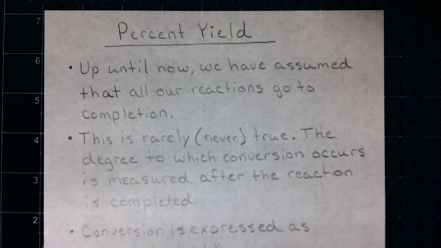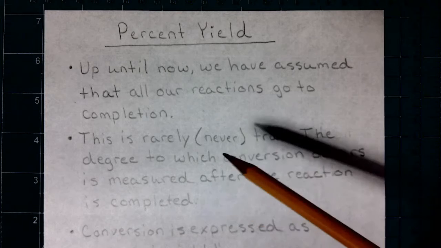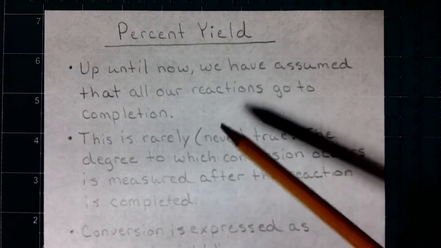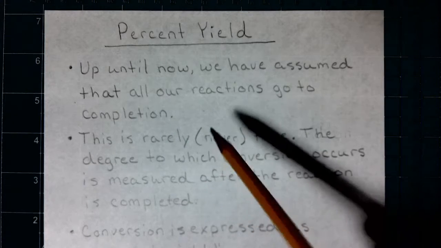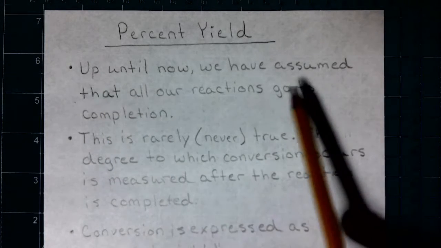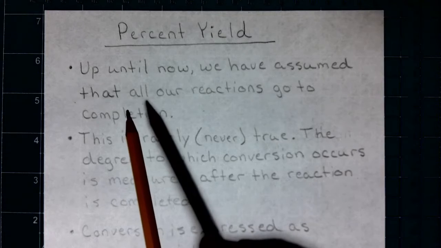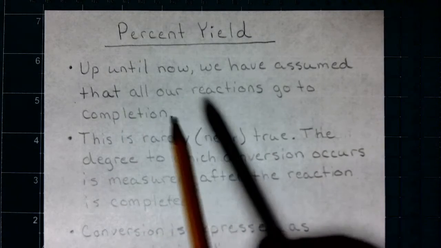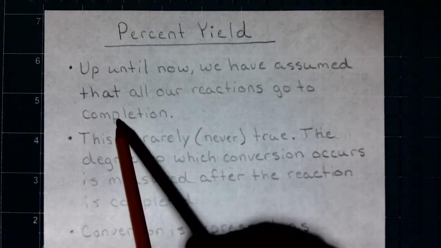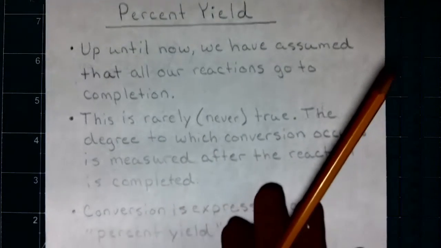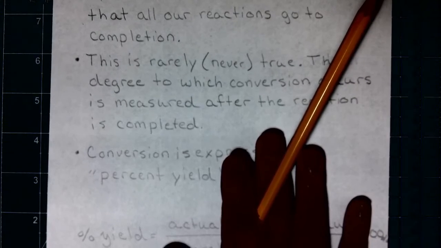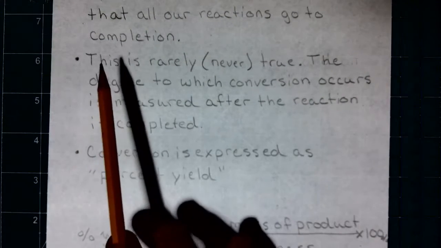So we now know about limiting reagents and that they're going to limit the amount of something that we can produce. But up until now, we have assumed that we are going to have all of our reactions go to completion. That is, that we're going to use up all of our limiting reagent in doing this. The problem is that this is rarely, and I'm actually going to put in parentheses here, never true.